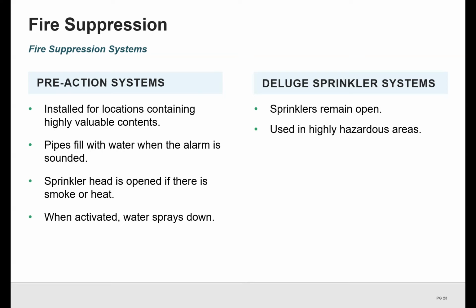Deluge systems differ from most systems in that their sprinklers remain open. When the system is activated, water discharges from all sprinklers. These systems are typically used in highly hazardous areas that require direct water application over the entire hazard.